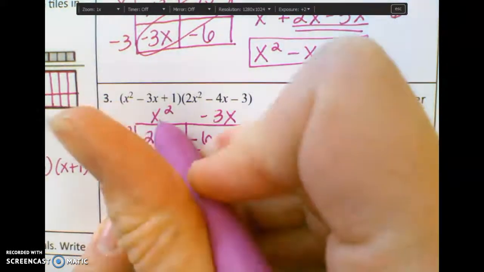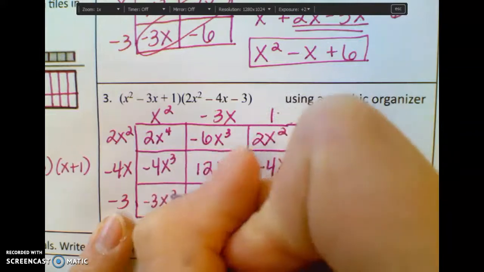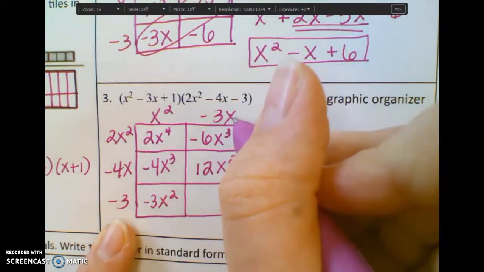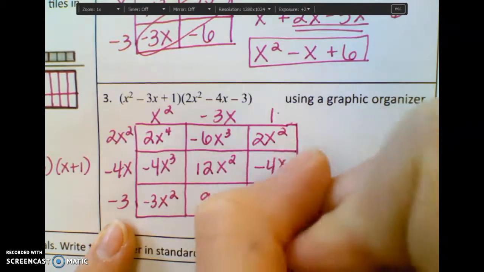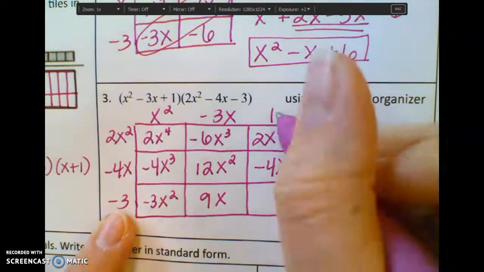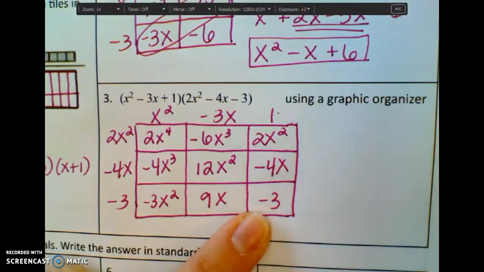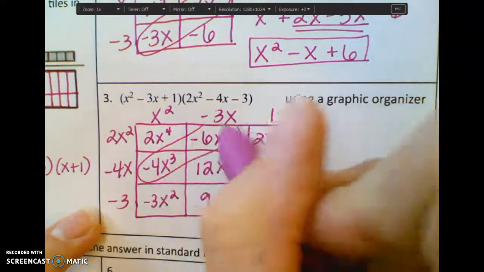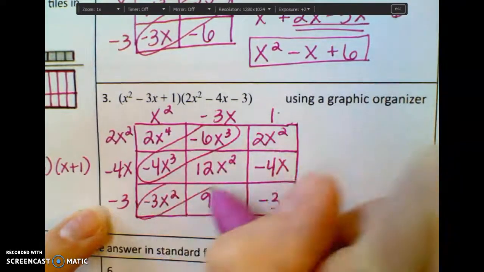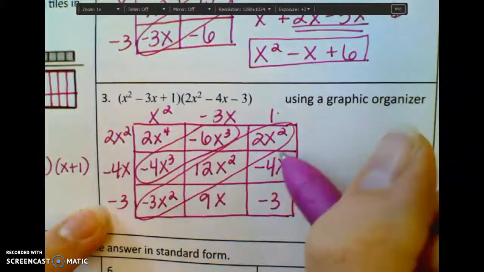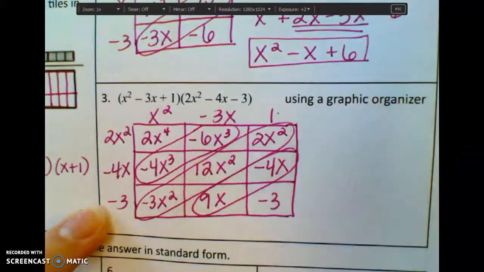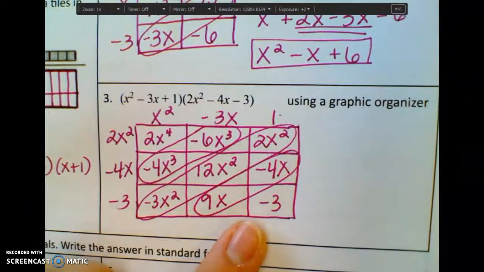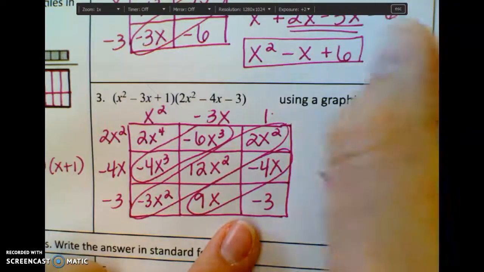Bottom, negative 3 times x squared is negative 3x squared. Negative 3 times negative 3x gives me a positive 9x. And then negative 3 times 1 gives me negative 3. Well, look at these diagonals. There are like terms. I see my x cubes. I see my x squareds, my x's, and then my constant. So let's go ahead and combine these.